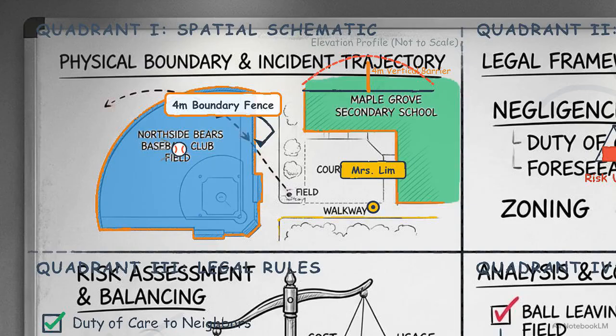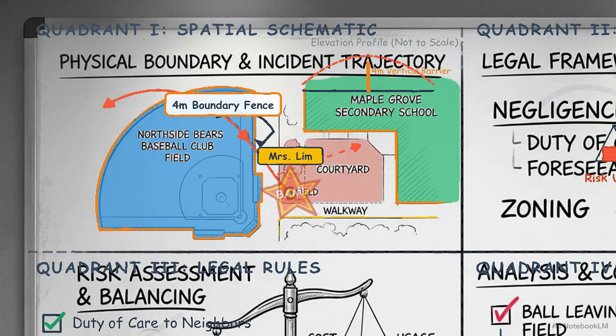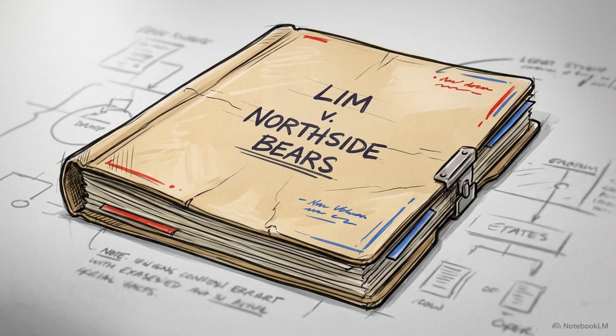At that exact moment, Mrs. Lim, a teacher supervising a weekend music rehearsal, is walking across the school courtyard. The dashed line shows the ball's trajectory crossing the property line and intersecting directly with her path. The baseball strikes Mrs. Lim's arm, causing a significant injury. In response, Mrs. Lim brings a legal action against the baseball club.